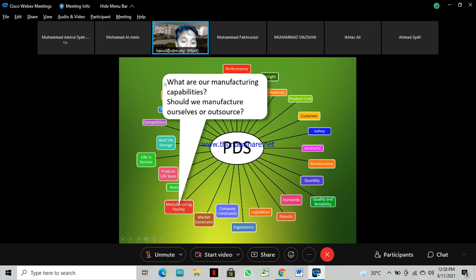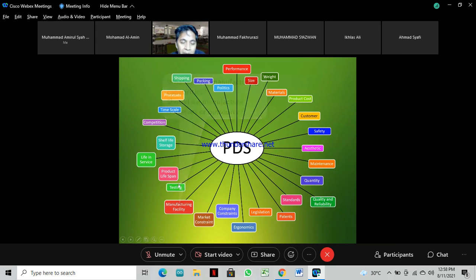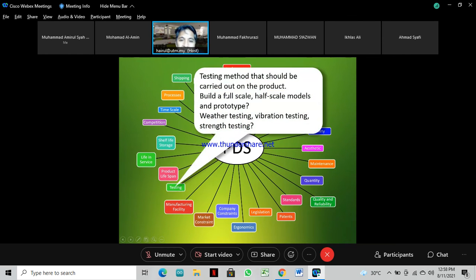But if I say physical, face-to-face, then you must look at what manufacturing facility, what machines we have. Okay? Testing is about testing your product. If it is a physical prototype, you have to test your product on site. You want to test it in terms of what? Say your product is made physical, is it half scale or full scale? Of course, full scale, right?